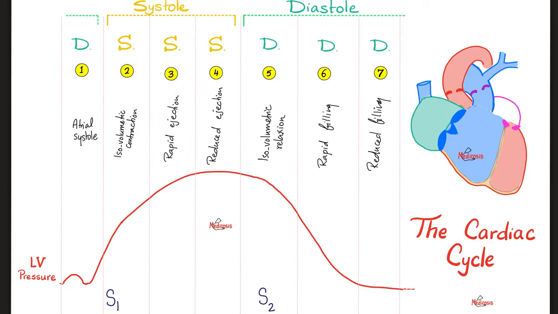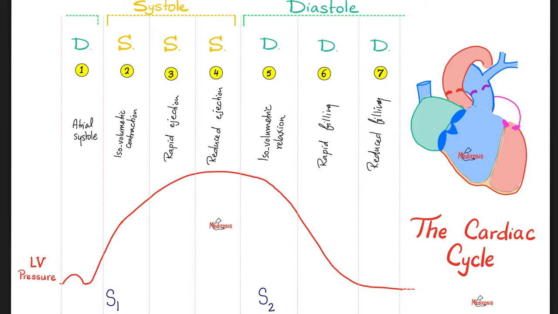After this, the saving grace, the aortic valve will open. Phew! All of that blood will leave the ventricle and go to the aorta. Rapid ejection. Everything that goes up must eventually come down. Reduced ejection. I'm still ejecting blood at a lower rate.